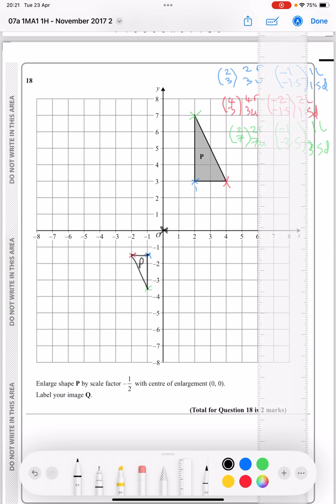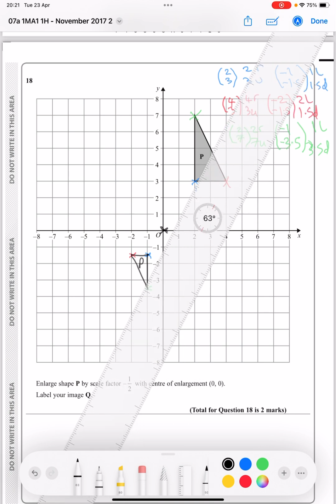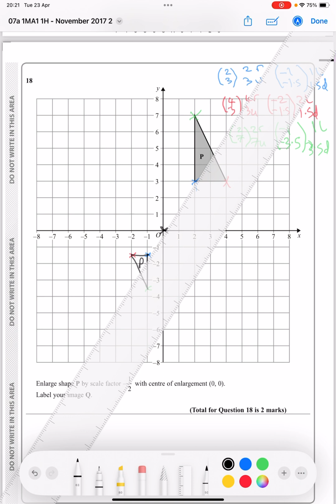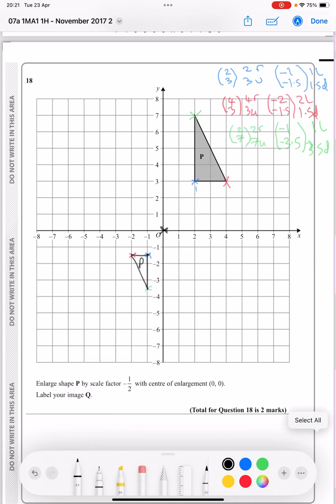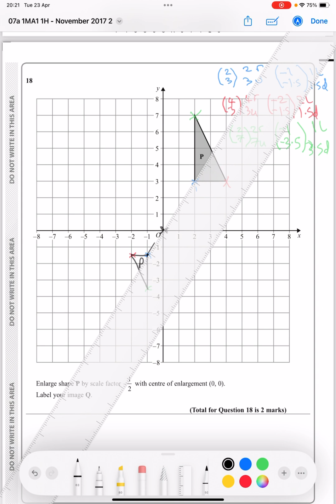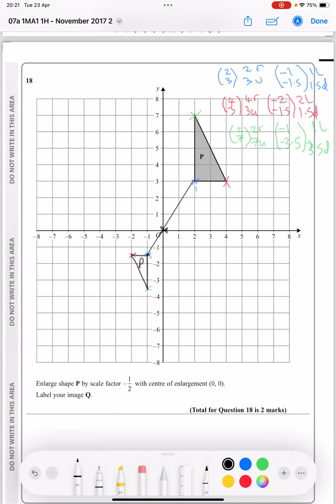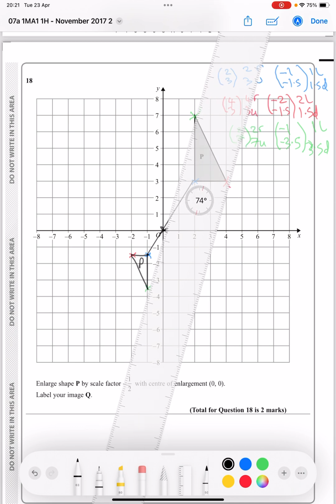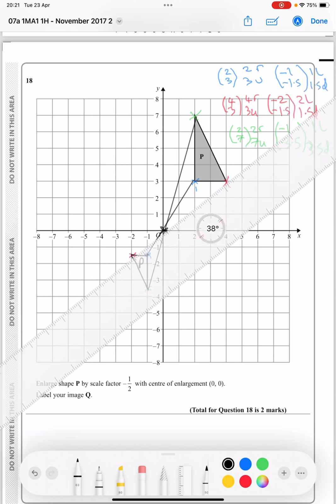Just as a little check, if I get my ruler and go through corresponding points, in this case blue and blue, like that, they should go through the center. Which it basically does. If I then go through the green and the green, they should also go through the center, which it basically does. You don't need to do these construction lines. And if I go through the red, and the red should also go through the center, that it does.